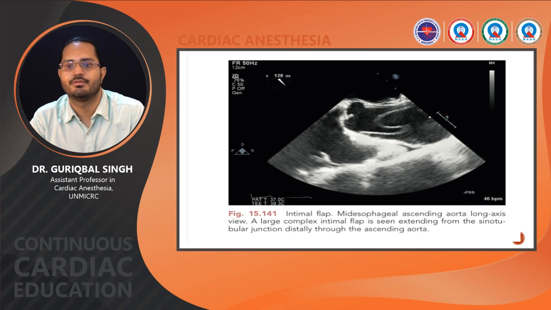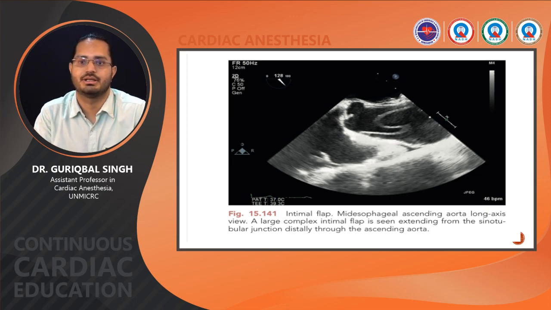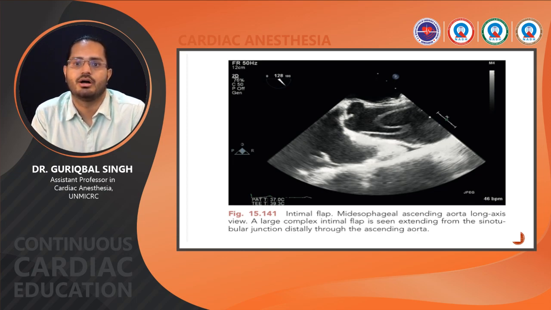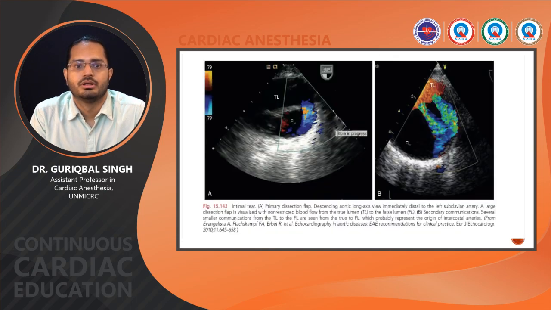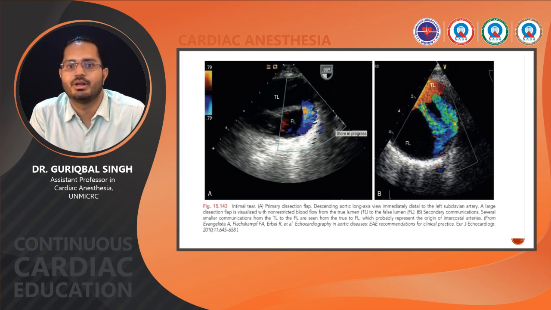So this is an intimal flap in midesophageal ascending aorta long axis view, which is seen extending from STJ through the ascending aorta. This is another in short axis view with the true and false lumen. This is a primary descending aortic long axis view. So immediately distal to left subclavian artery, we can visualize dissection flap with blood flow from the true lumen.